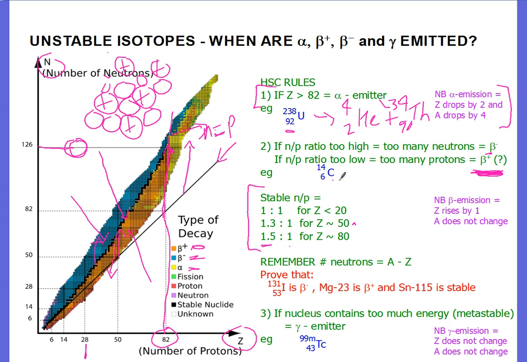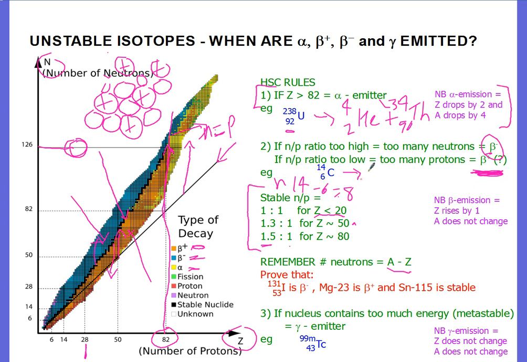So carbon-14 here, because its atomic number is less than 20, should have 1 proton for every neutron. But how many neutrons do we have? Neutrons, as it says down here, are the atomic mass take away the atomic number. It's going to be 14 take away 6. This has got 8 neutrons, but it should have 1 to 1. It's got 6 protons, 8 neutrons. Too many neutrons, it's a beta minus emitter.